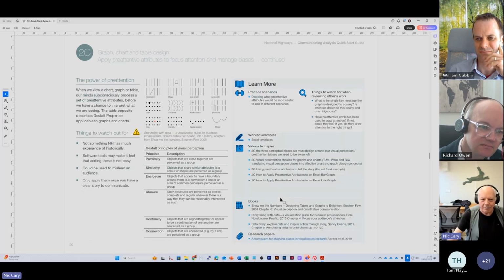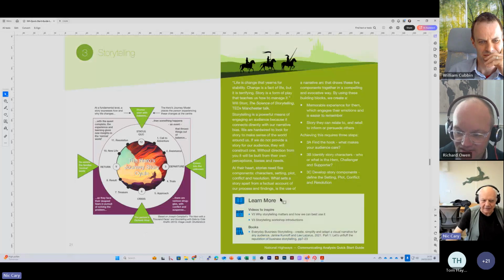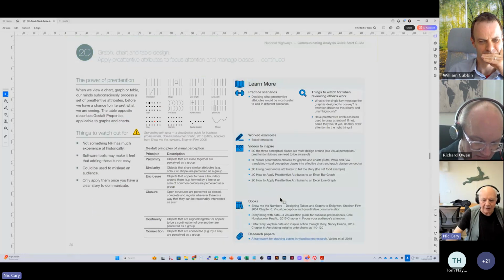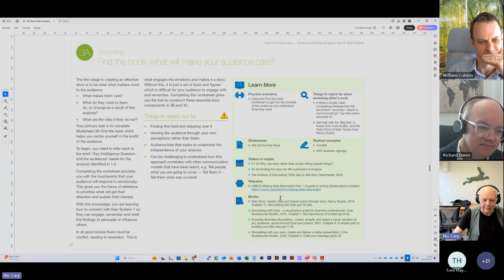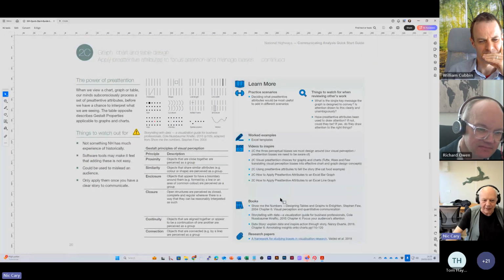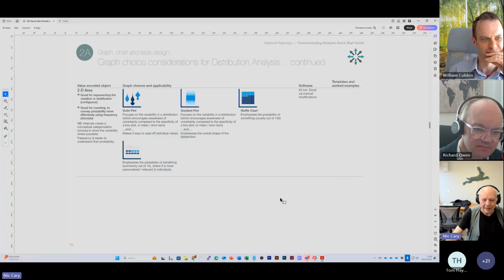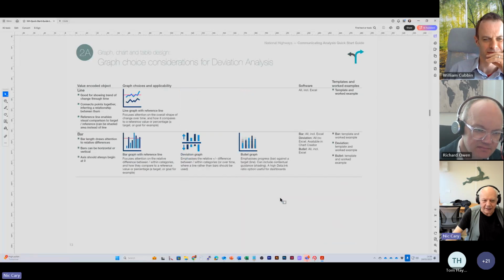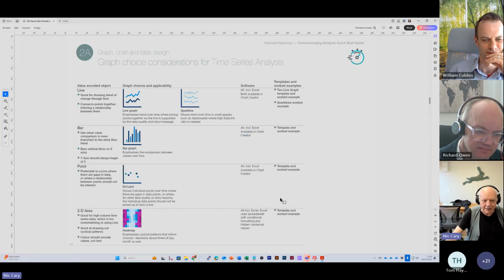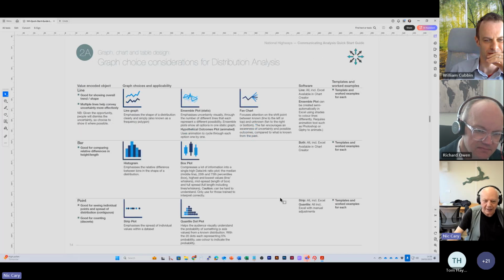And we've got all the learned stuff behind this as well. There are other sections that deal with developing the story, and so forth. But those are the particular things, and we've got lots and lots of different graph types, and you can see when it's best to use them.